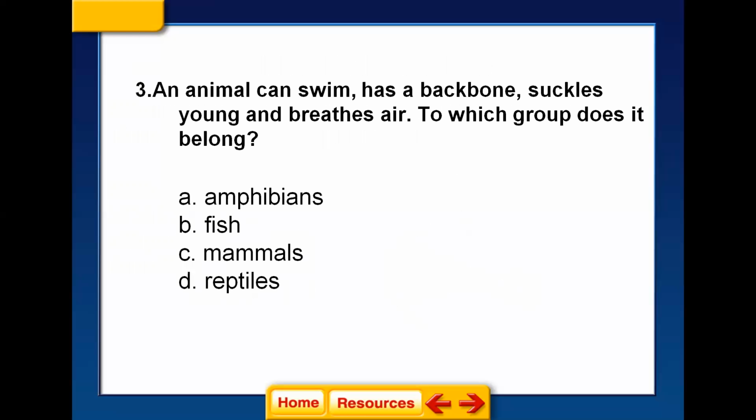Question 3. An animal can swim, first, have a backbone, 2, suckles young and breathes air. Is it amphibians? All actually can swim. All have a backbone because all are vertebrates. But when it comes to suckling young and breathing air, it's different. Of course, it's not fish. Maybe it's amphibian because it breathes air. Maybe it's reptiles because they breathe air. But suckling young, feeding the baby milk, it's mammals. It means question 3 answer is C.